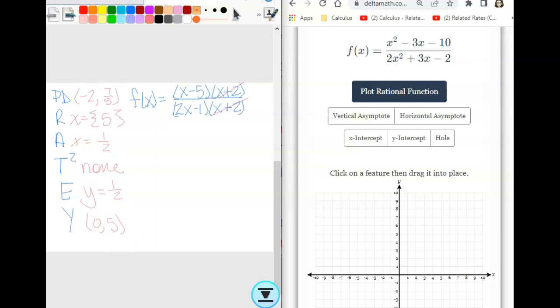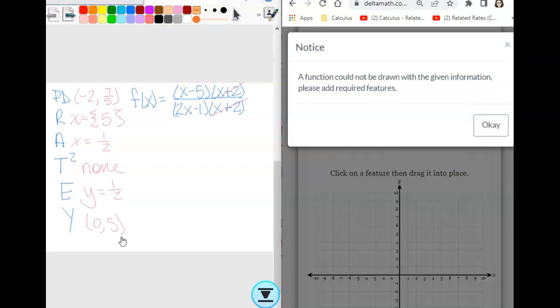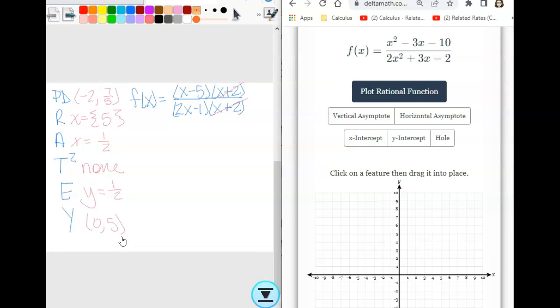Okay, so there's not blanks for you, but you got to do it before you get over here. Okay, so now I can't just say plot rational function. It can't be drawn because we didn't do anything, right? Let me start with my vertical asymptote. So when you hit that, a vertical asymptote is going to pop up over here. And then you move it to where it's supposed to go. It's supposed to be at 1/2. So I move it over here.